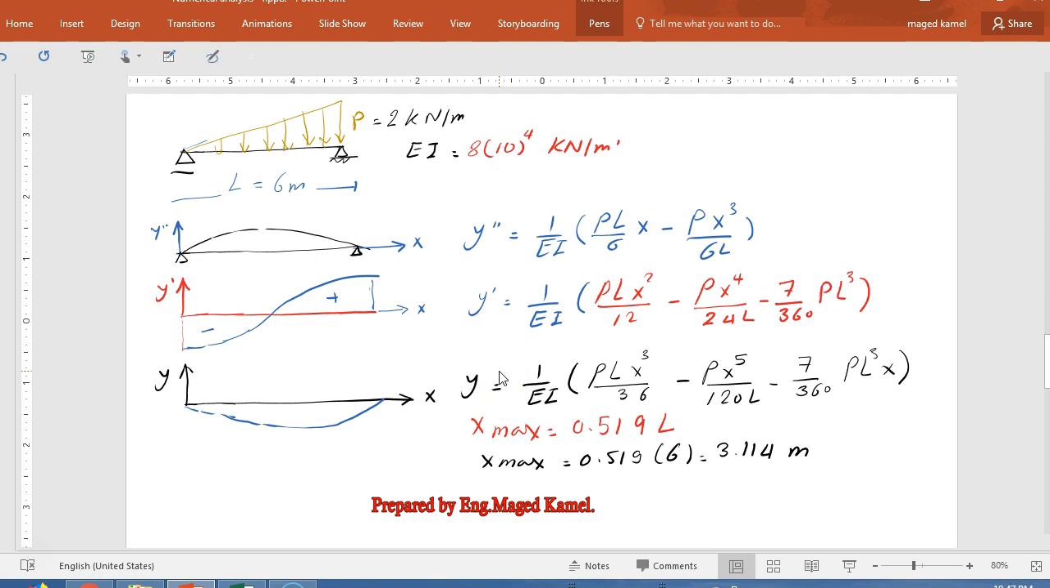Based on the calculation of the double integration method, the x max lies apart from the y-axis by a distance of 0.519 L. In our case, it will be 3.114 since our span is equal to 6. We are going to solve using an Excel sheet with arbitrary values, and according to the Newton-Raphson method, we are going to estimate the approximate x distance, and also we are going to try to use the modified Newton-Raphson. Thanks a lot, and see you in the next Excel sheet for the example solution.